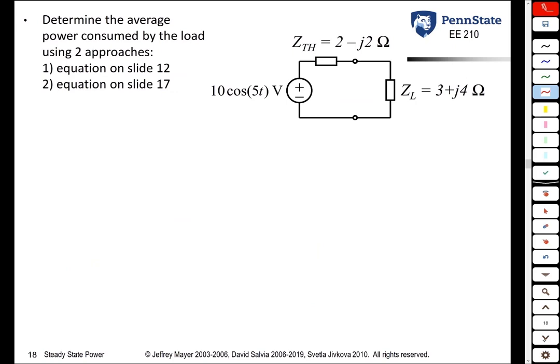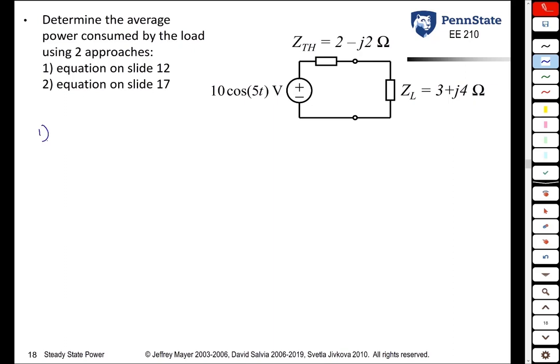Let's do one more example. So here we have a circuit, 10 cosine of 5t with a Thevenin impedance of 2 minus J2 driving a load of 3 plus J4 ohms. And we're asked to determine the average power consumed by the load using two different approaches. One is the more general power equation on page 12 of our slides, and two is using the shortcuts on page 17 of the slides.